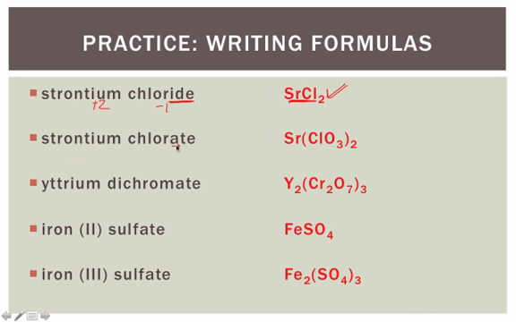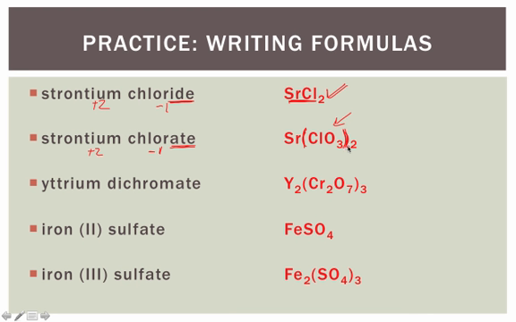We have a very similar name here. The only difference between the two is that that was IDE and this is ATE. Whenever we have an ending other than IDE, that lets us know we're dealing with a polyatomic ion. You look on your polyatomic ion sheet and you find the symbol for chlorate as being ClO3. Again, the strontium still had a charge of +2. The chlorate had a charge of -1.